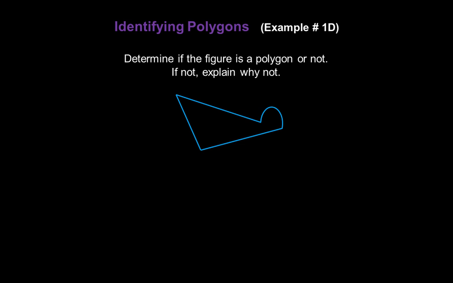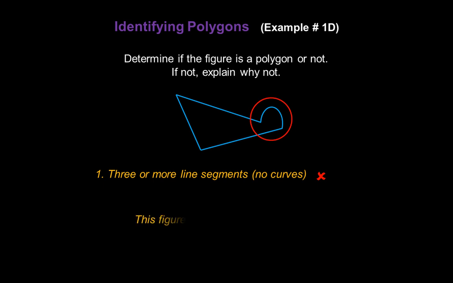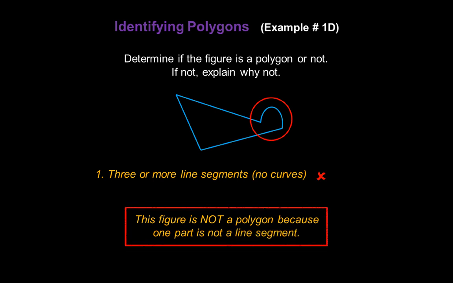How about this figure? Is it a polygon? Requirement number 1 says it has to have three or more line segments with no curves. Well, right off the bat, we fail that test because we have an area with a curved part of the figure. So this figure is not a polygon because one part is not a line segment.